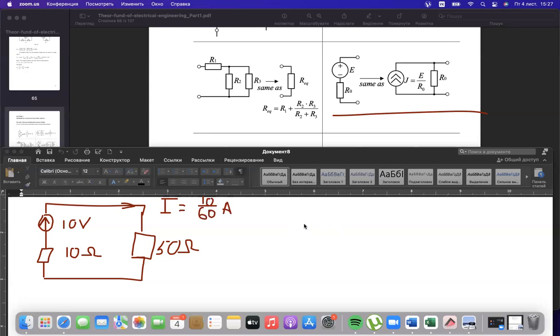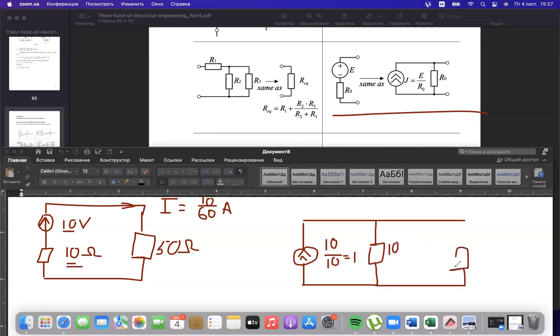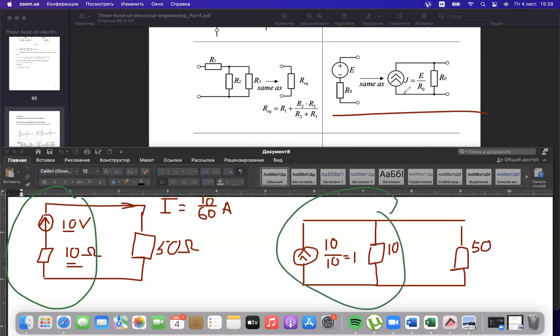You could substitute this source with a current J, dividing your electromotive force by the internal resistance. It will be 10 over 10, which means 1 ampere, and the internal resistance 10, the same value, in parallel, and you connect your load to this source of current. Any source of voltage you could substitute with a source of current using this formula.